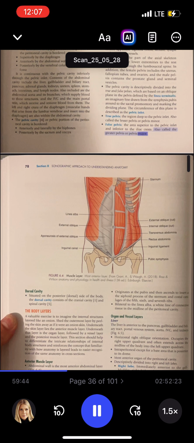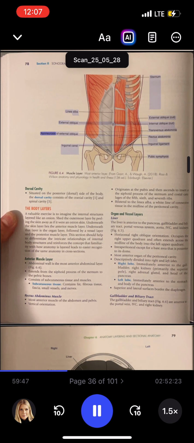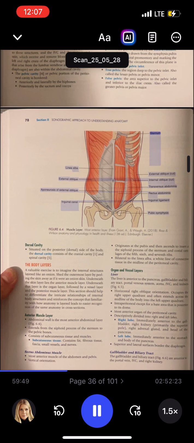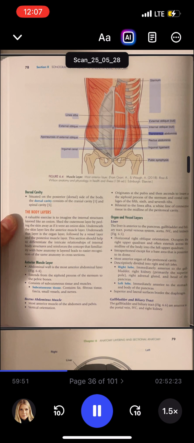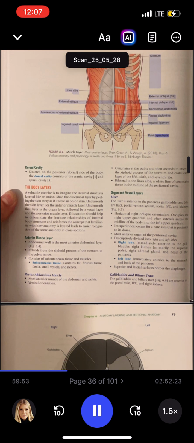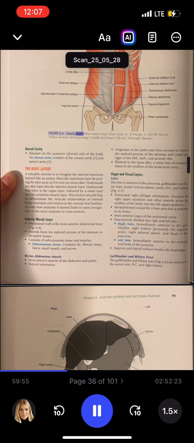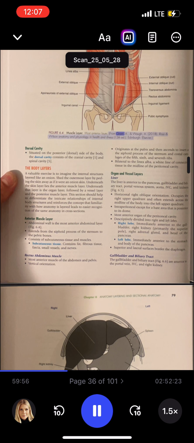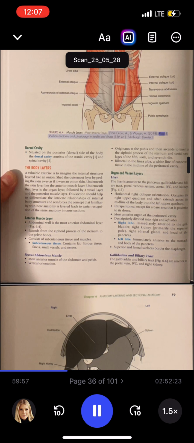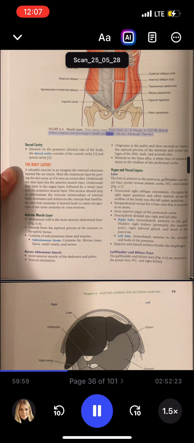Linea alba, external oblique aponeurosis, inguinal canal, sternum, external oblique cut, internal oblique cut, transversus abdominis, rectus abdominis, inguinal ligament, pubic symphysis. Figure 6.4 shows the muscle layer, the most anterior layer. From Grant A. and Waugh A., 2018, Ross and Wilson, Anatomy and Physiology in Health and Illness, 13th ed.